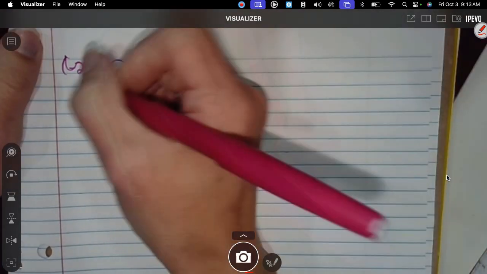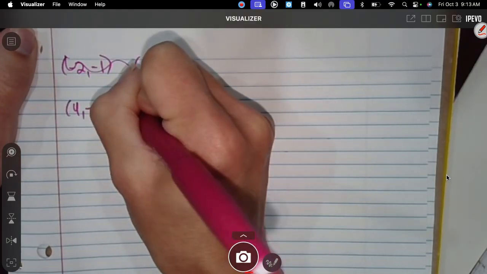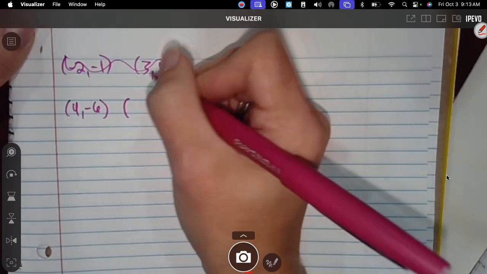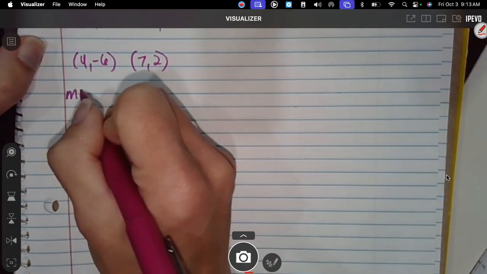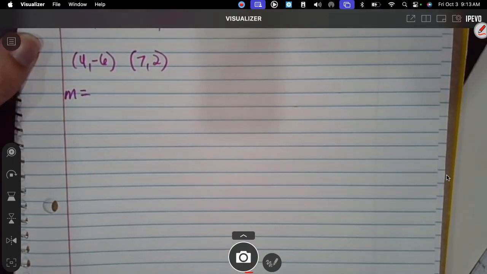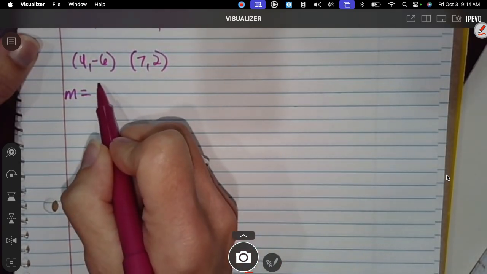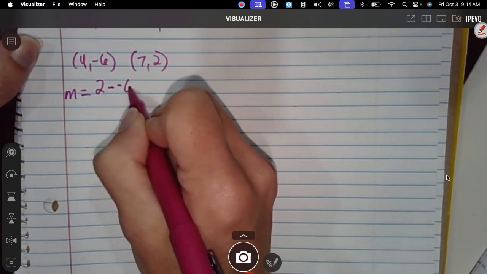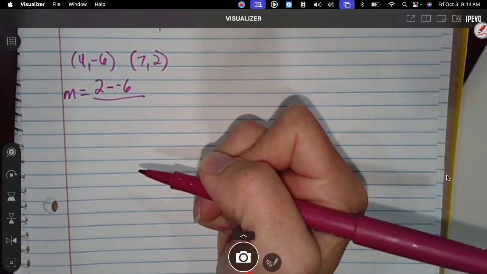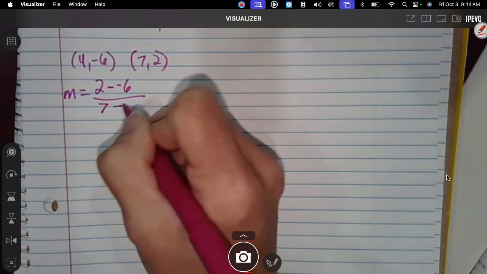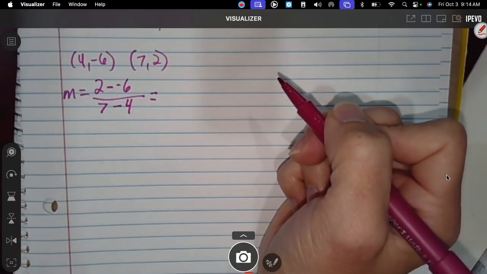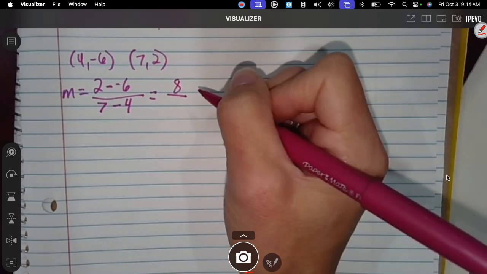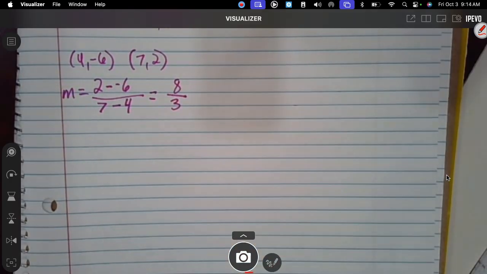All right, what if we have 4, -6, and 7, 2. Let's write an equation for this. So I need a slope. I would subtract my y's up top and my x's in the bottom. So what are the y's? They are 2, and then we'll subtract -6. And since we went in that order, we have to go in that same order. We would do 7 minus 4. So what is 2 minus -6? 8. Yep, that's 8. And 7 minus 4 is 3.